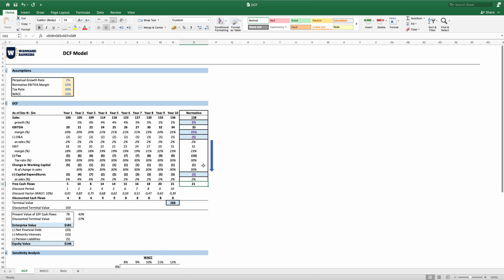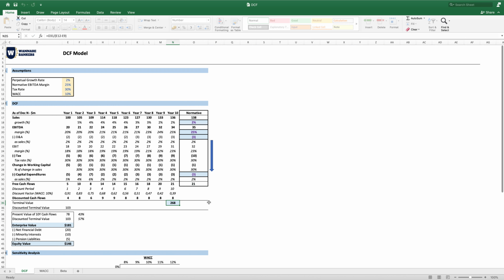The formula is of course the same. And once you have your normative free cash flow, you will be able to calculate the terminal value in year 10. So this is the Gordon-Shapiro formula that I used in this model. The terminal value in year 10 is equal to the normative free cash flow divided by the discount rate minus the PGR, being the perpetual growth rate.